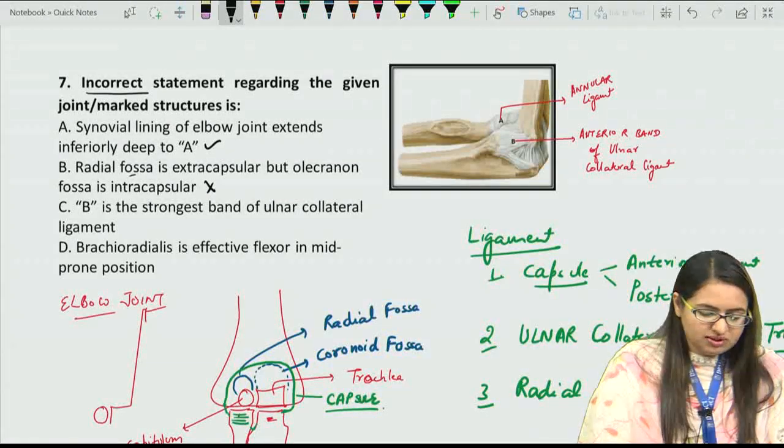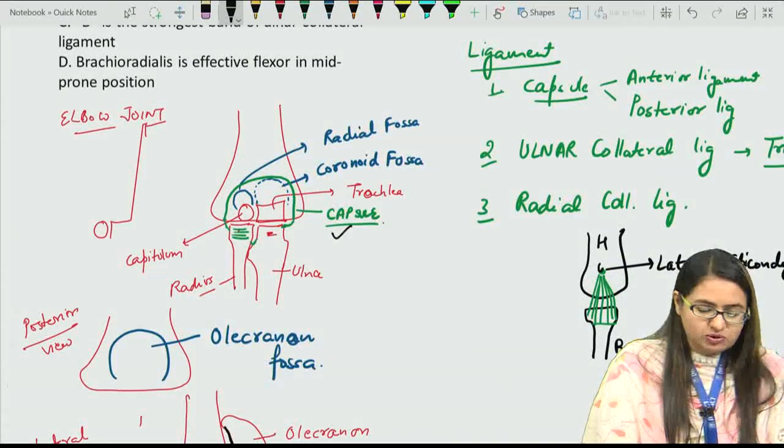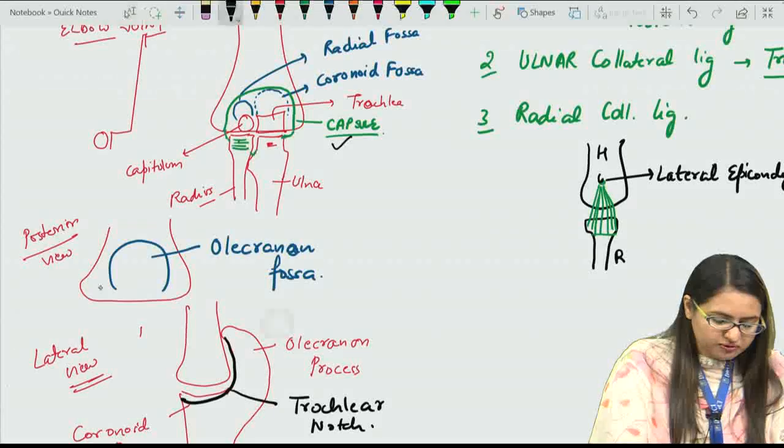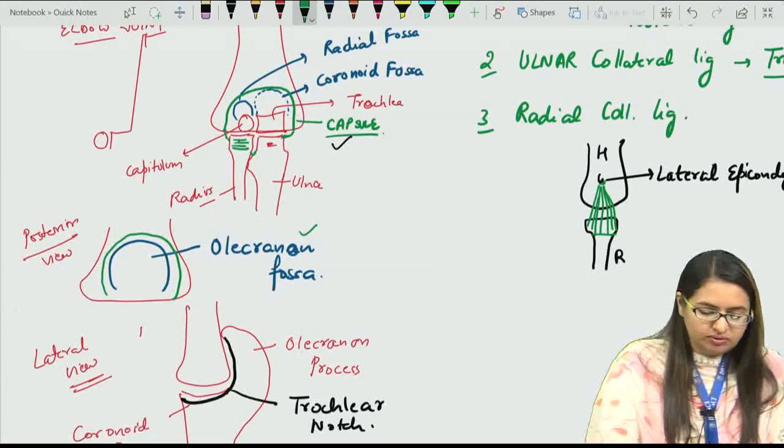Now option B is wrong, because the radial fossa as well as the olecranon fossa and the coronoid fossa will be intracapsular. We have studied that this is the attachment of the capsule on the anterior side. If we see the attachment of the capsule on the posterior aspect, it is along the margin of the olecranon fossa, so it includes the olecranon fossa also.